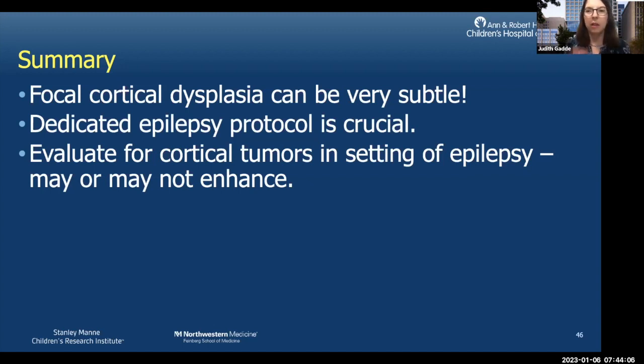So that really shouldn't change your differential, but keep some of those common cortical tumors in mind.